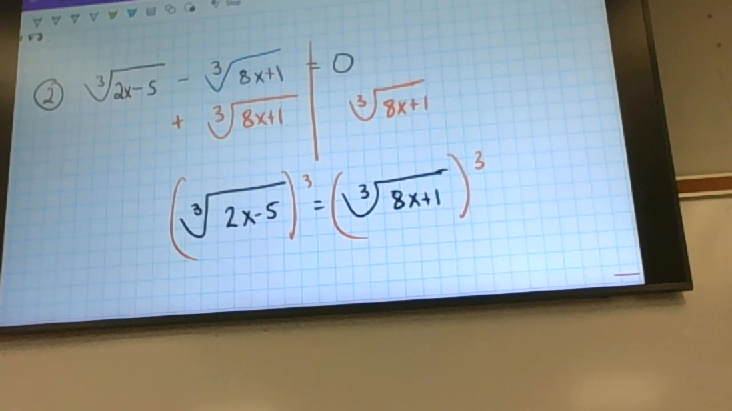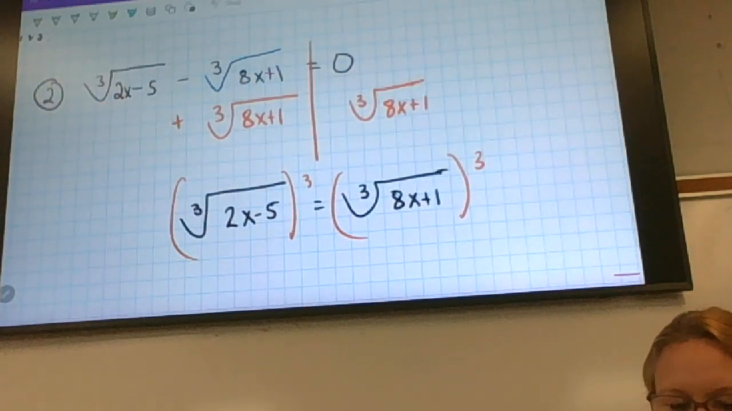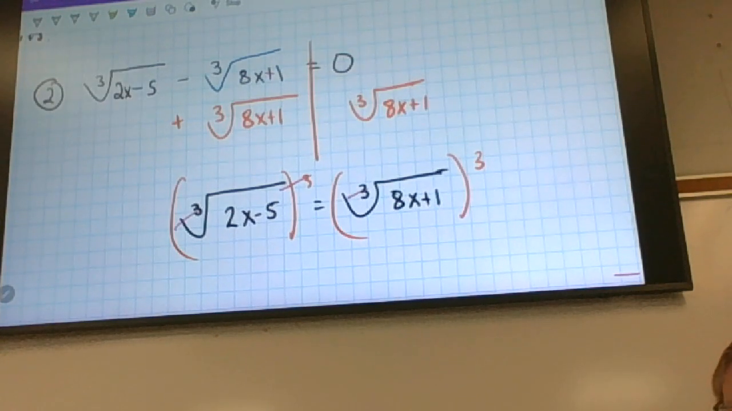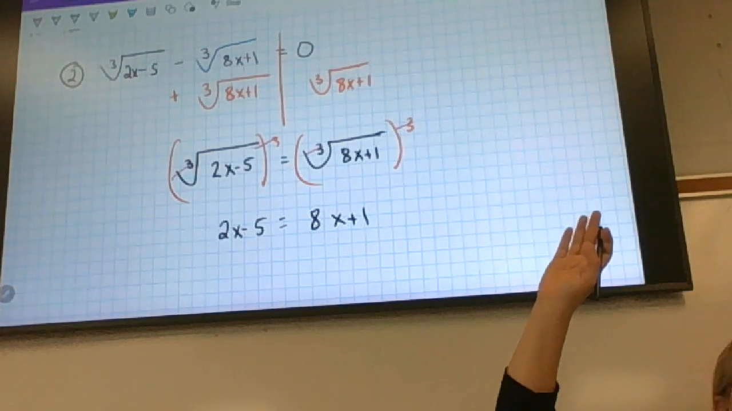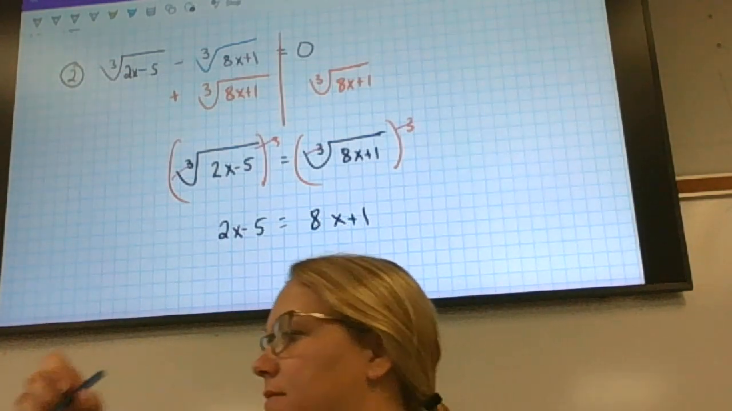Alright, so the exponent of 3 cancels the index out. And we have 2x minus 5 equals 8x plus 1. And who's finished it? Raise your hand if you've already finished it. Alright, so I'm going to pause and let you guys finish it.